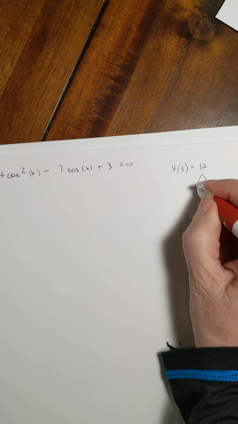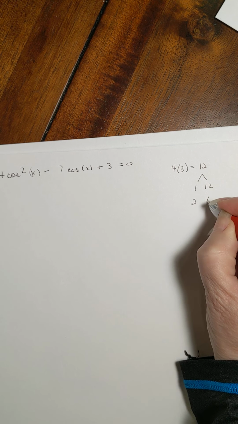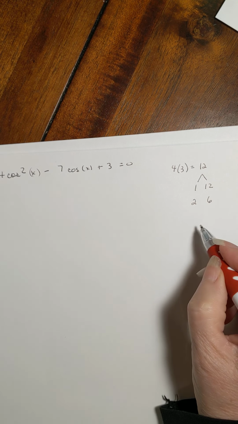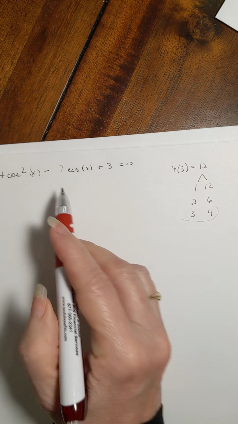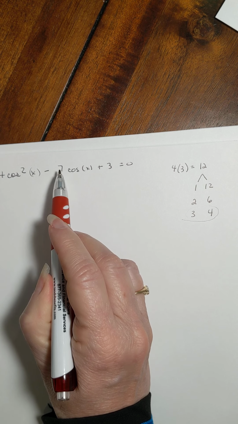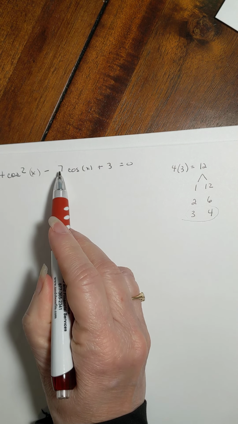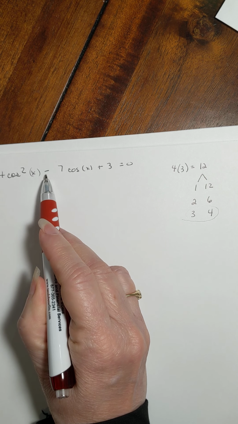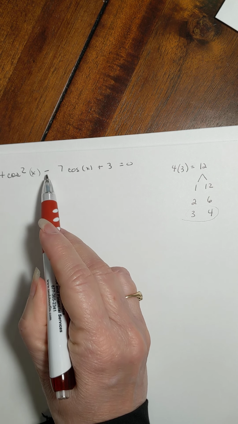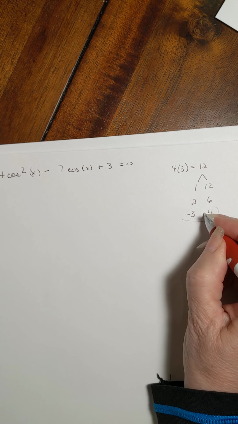So now I'm going to look at all of the factors of 12. So that would be 1 times 12, 2 times 6, and 3 times 4. All right, so 3 and 4, I'm looking now to see what adds up to give me my middle term. So 3 and 4 add up to give me 7. So I have the right number, but the wrong sign. So I just change both of my signs. So this would be negative 3 and negative 4.